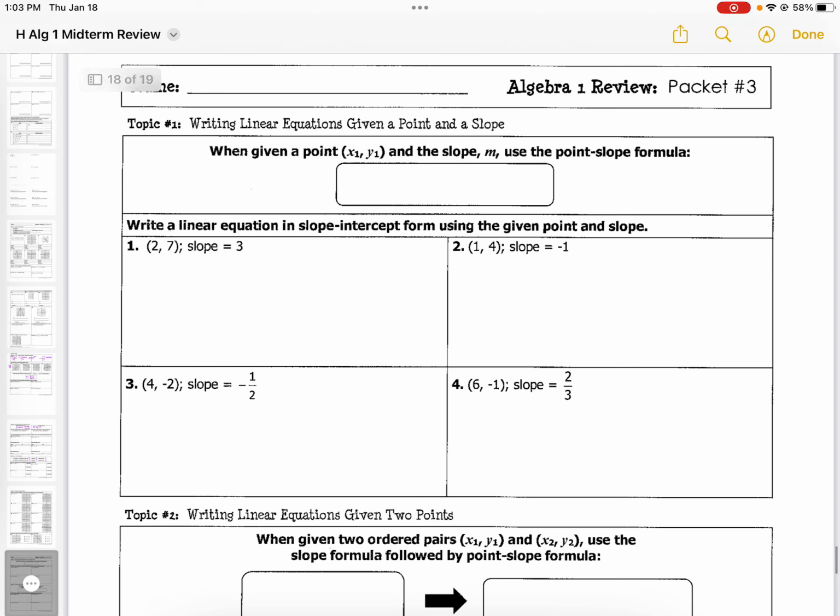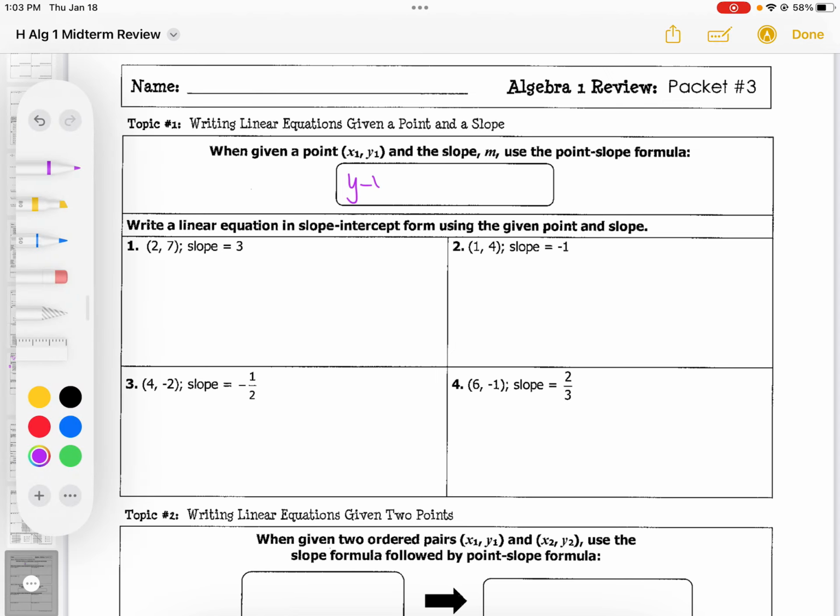All right, moving on to point slope form. So when a given point x1, y1, and the slope m is given, use point slope formula, which is y minus y1 equals m times x minus x1. For these questions, they say write a linear equation in slope-intercept form given the point and the slope.